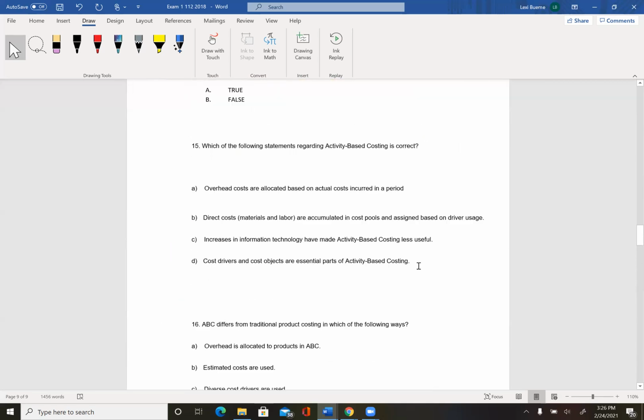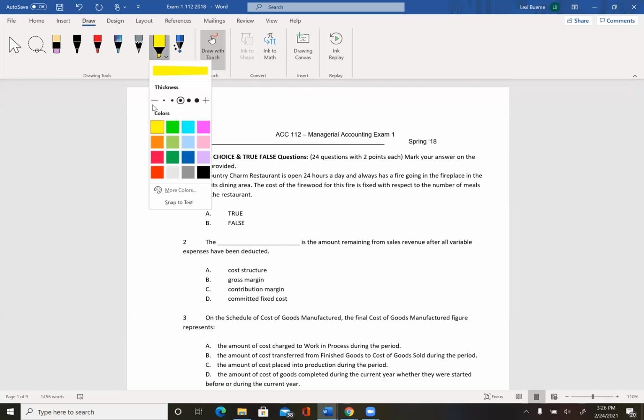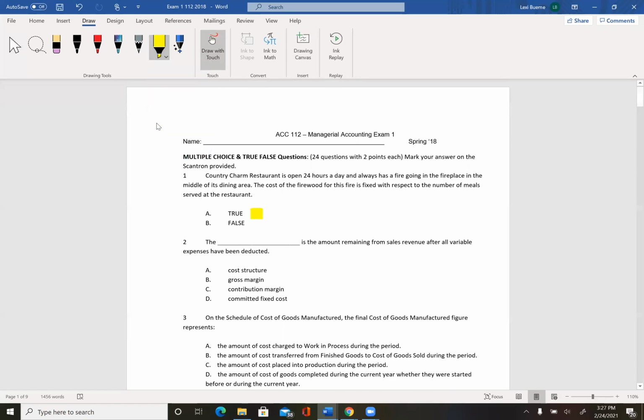Now we'll go back up to the multiple choice. So Country Charm Restaurant is open 24 hours a day, and it always has a fire going in the fireplace in the middle of the dining area. The cost of the fire is fixed with respect to the number of meals. Is that true or false? This answer is going to be true. And so it's fixed because if there's always a fireplace going on, that means it's always going to be fixed with the cost and the number of meals. All right, so that's going to be true.